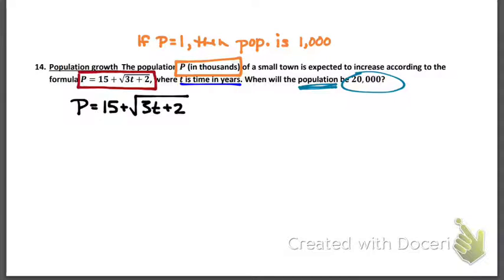They gave me the population amount, so what is P? What am I putting in for P? 20,000. How much? 20. I'm putting in 20. Remember, up at the top they said population is being measured in thousands, so if they say P is 1, that's a population of 1,000. If we know that the population is 20,000, then P is 20. So I'm going to put 20 in the place of P.